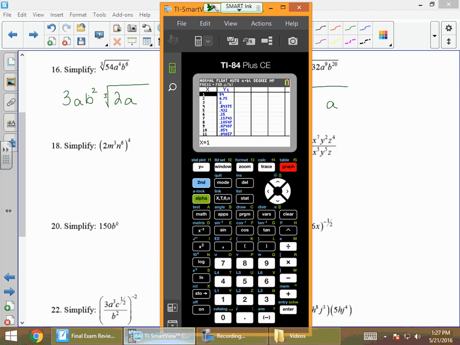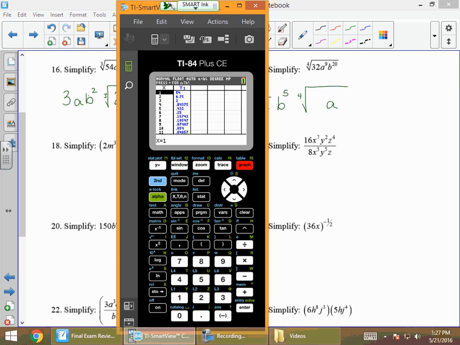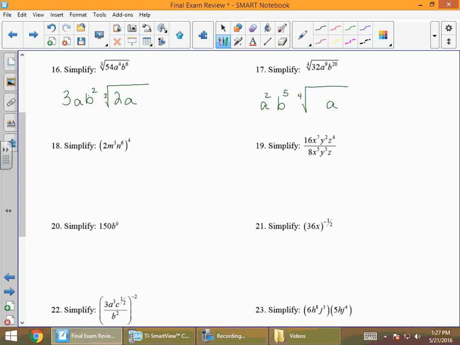And now I need to do the fourth root of 32. So divide by x to the fourth. 1 fourth root of 32 or 2 fourth root of 2. So that's my answer right there. 2 and 2. So 2 outside, 2 inside. So 2a squared b to the fifth, fourth root of 2a.